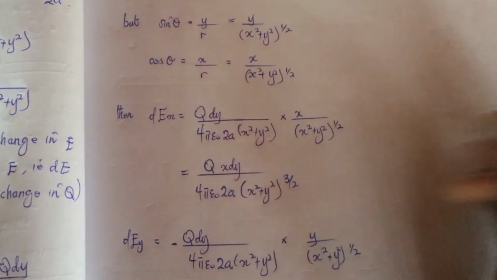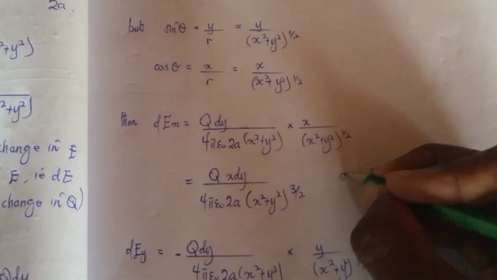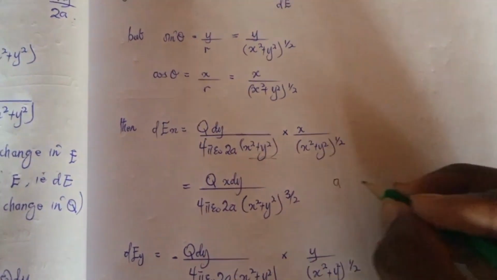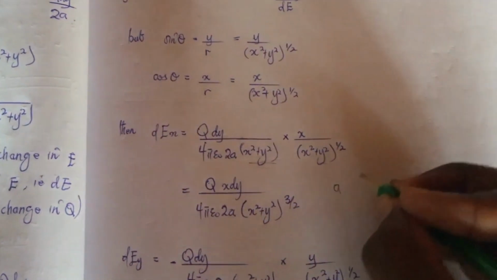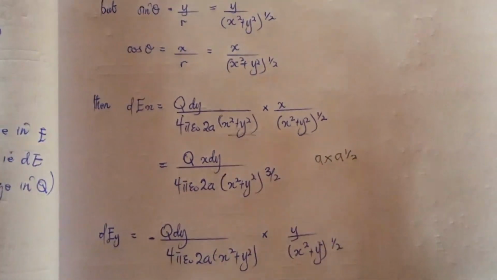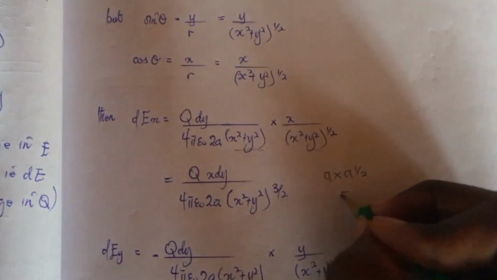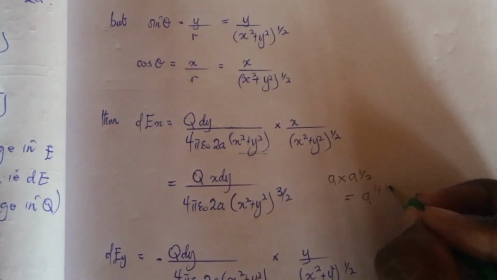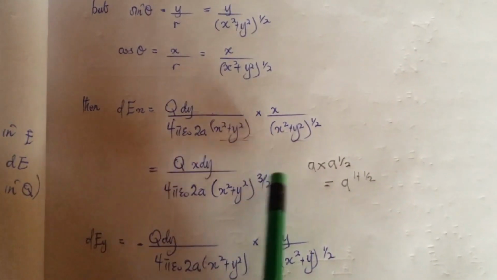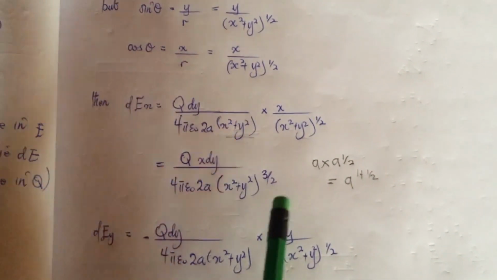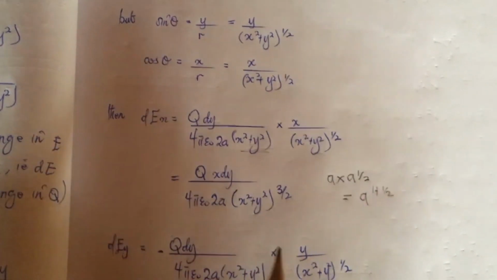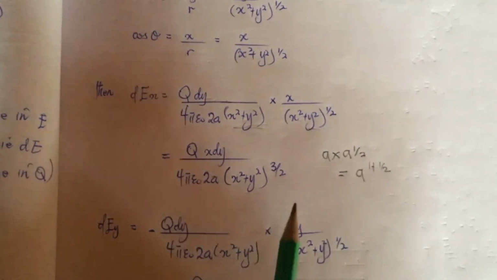According to the laws of indices, for instance, if you have something like A, let's represent the whole of this thing as A, and let's represent the whole of this as A. So A times A raised to the power half, what are you going to get? According to the laws of indices, we add their powers. So you are going to get A to the power 1 plus half, and 1 plus half is what? 1 and a half, which is the same as 3 over 2. So that's how we arrive at this formula for the change in the x component of the electric field.